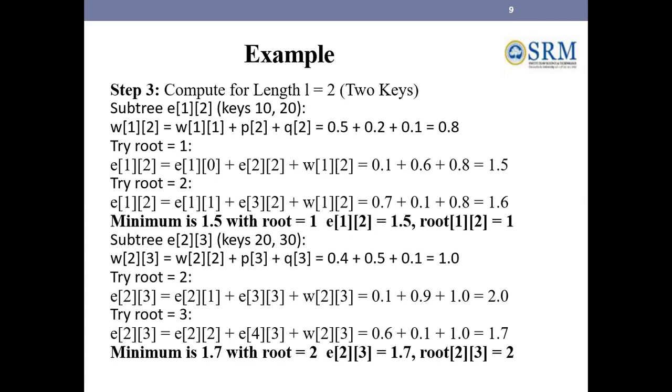So the cost will be the minimum cost. Among 1.5 and 1.6, 1.5 is the minimum. So which root gives the minimum? Root 1. So that is the value stored in the root table. Root 1, comma 2 is 1.